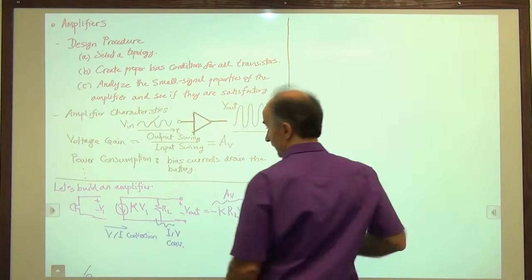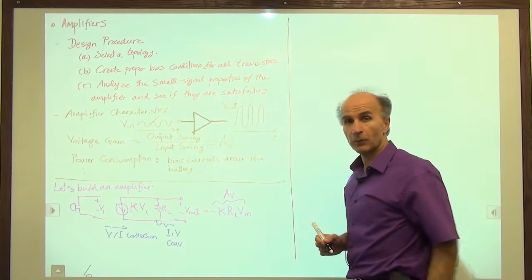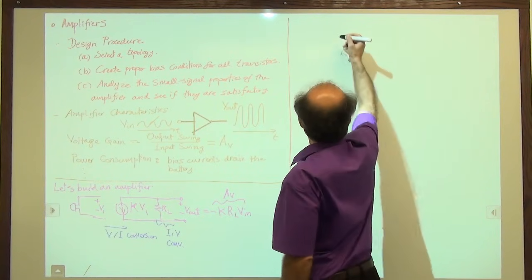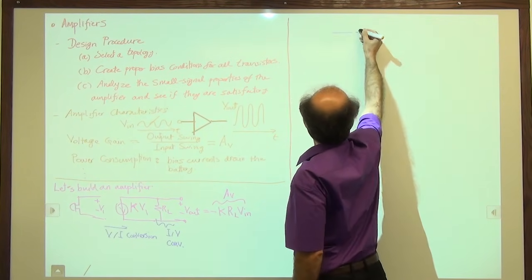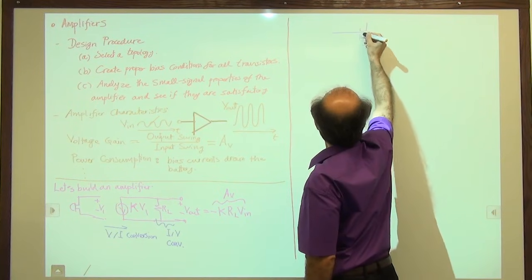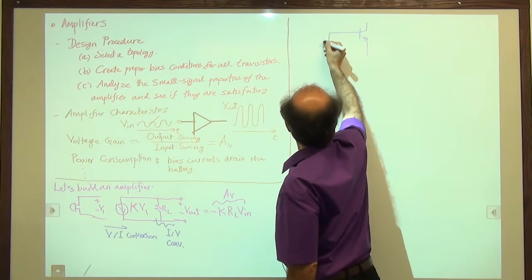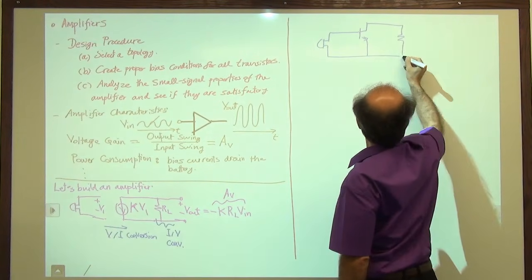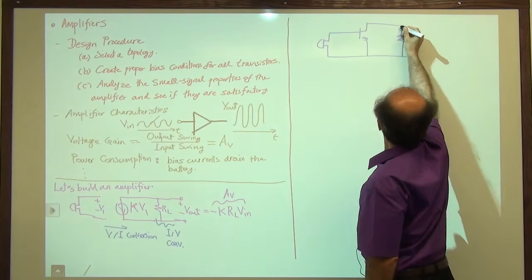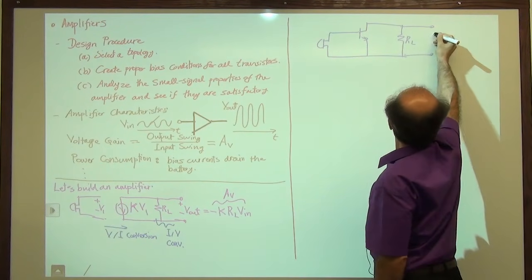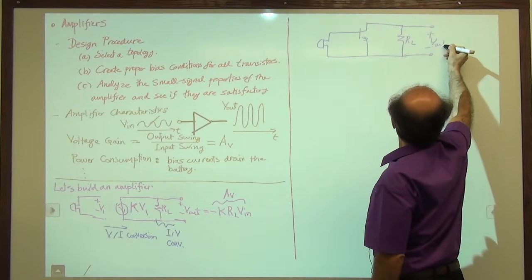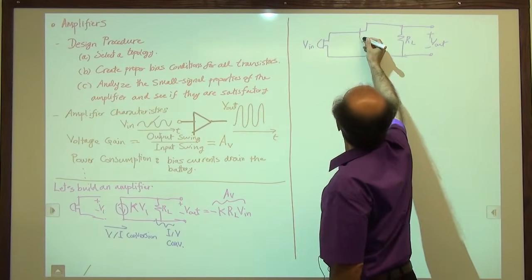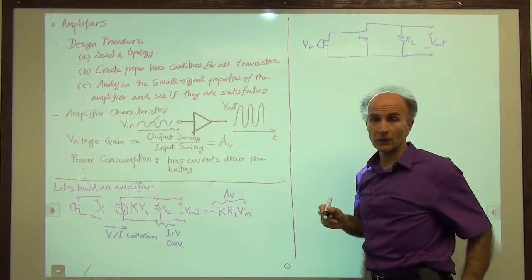So our next step was to take this whole thing and replace the voltage-dependent current source with a bipolar device. So that's what we did. We took a bipolar device and hooked up our microphone and then placed a resistor here. We call this RL. This is V out and this is V in, and this is our voltage-dependent current source.